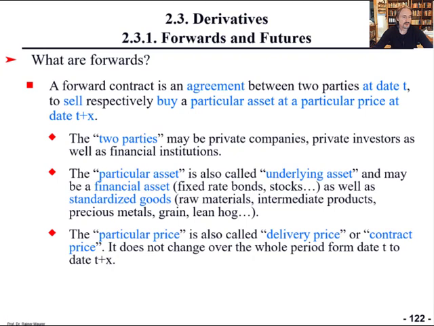The particular price is also called delivery price or contract price. I will use in the following the term delivery price. It does not change over the whole period from point T to point T plus X in the future. Point T plus X is also called the maturity date of the forward contract.